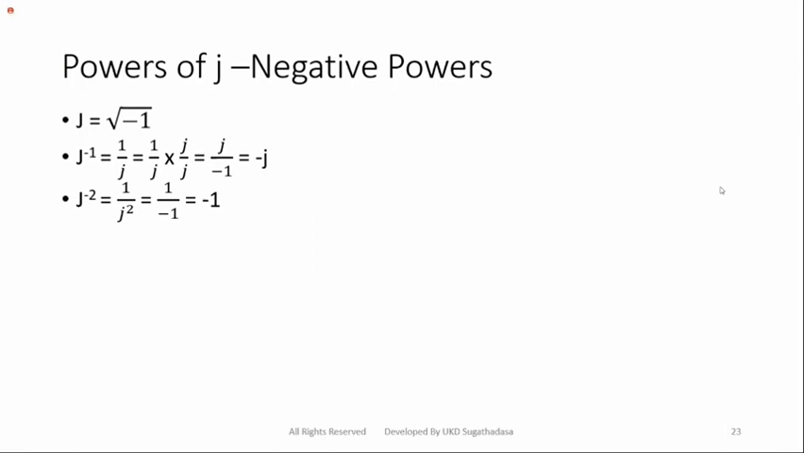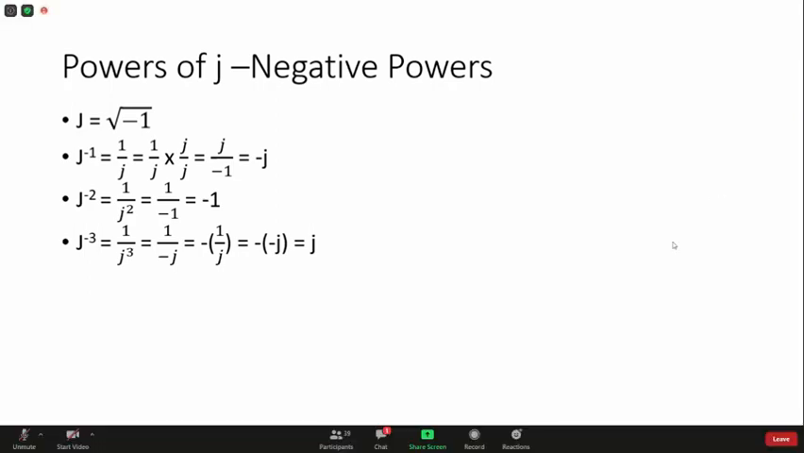Similarly, you can calculate j to the power minus 2. That is 1 upon j squared. Now use the previous results: j squared we are already familiar with, j squared is minus 1. So that is minus 1. What is j to the power minus 3? 1 upon j3. Now use j3 from earlier, j3 is minus j. So 1 upon minus j. Now we have the result: 1 upon minus j is j.